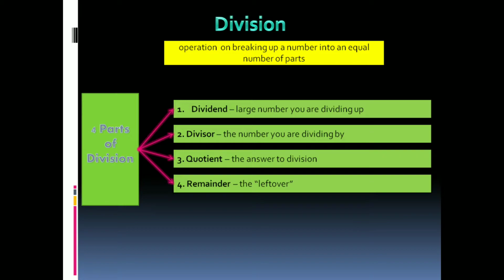Division is an operation of breaking up a number into an equal number of parts. And there are four parts of division. The first one is the dividend. A dividend is the larger number you are dividing up. The second one is the divisor. The divisor is the number you are dividing by. The third part is the answer to division, which is the quotient. And the last one is the remainder, the so-called leftover.